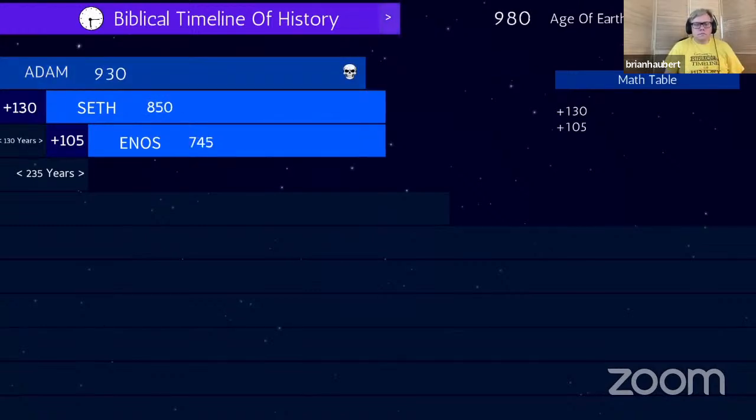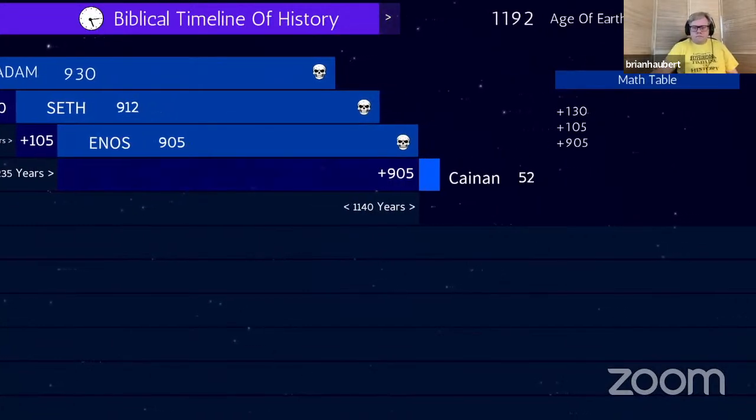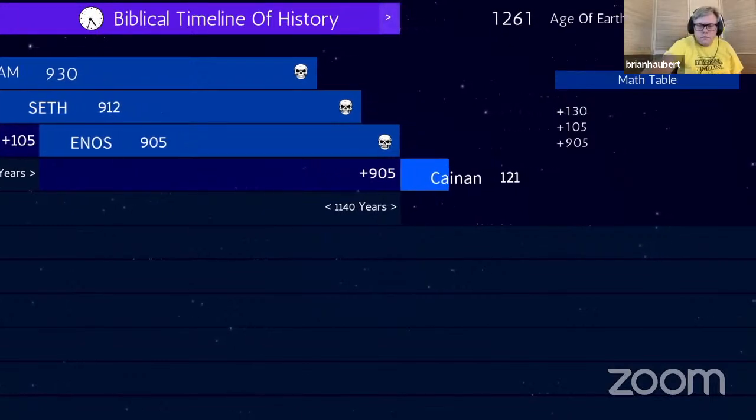So what exactly is the biblical timeline of history? It's a timeline that spans across the Bible, beginning with the first book, Genesis. This timeline then extends into subsequent books and chapters.